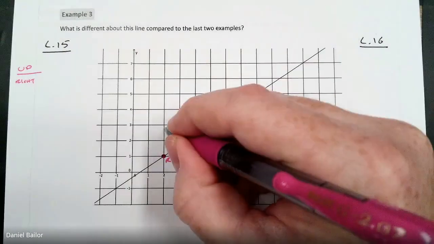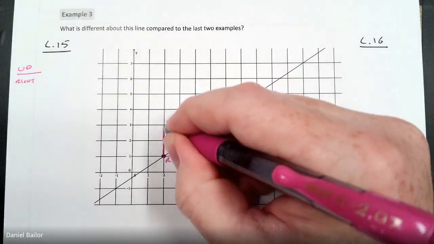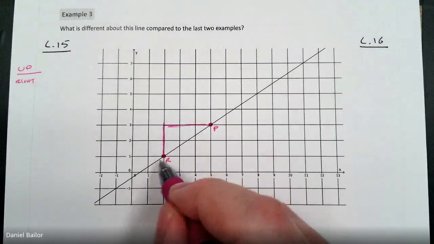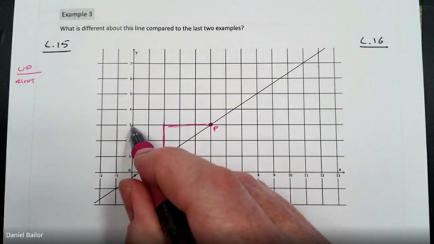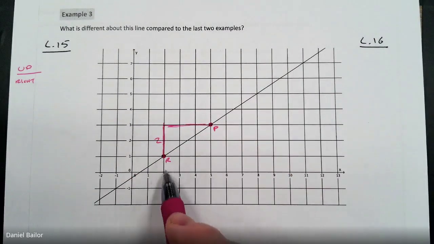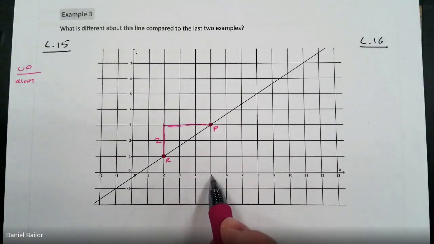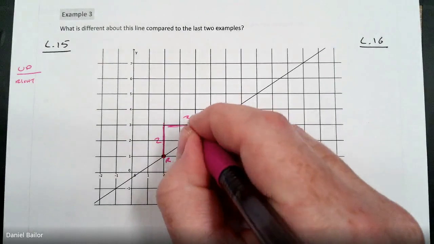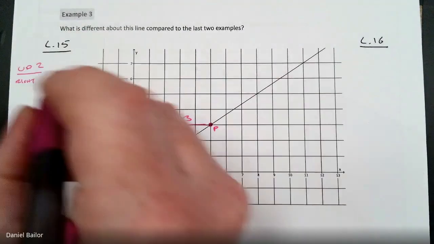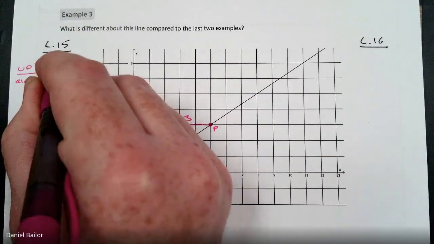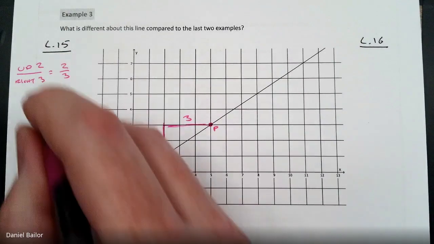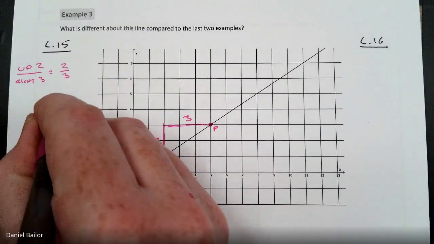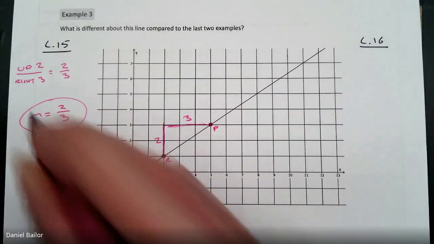So for this one, let's see, I start at 1, I go up to 3, so that's going up 2. On this one, I start at 2 and I go to 5. So that's 2, 3, 4, 5. So that's 3 gaps, 3 numbers. So I went up 2, right 3, which is 2/3. So the slope is 2/3 according to lesson 15.